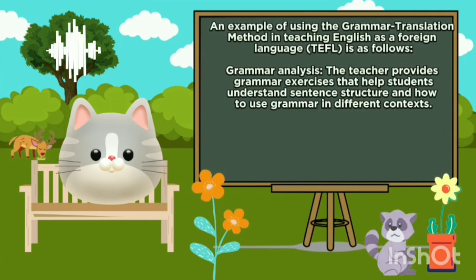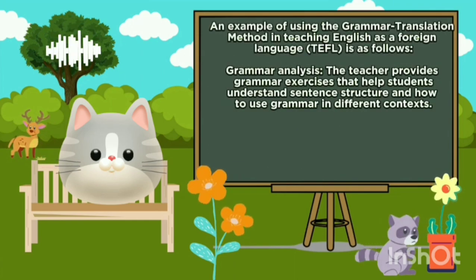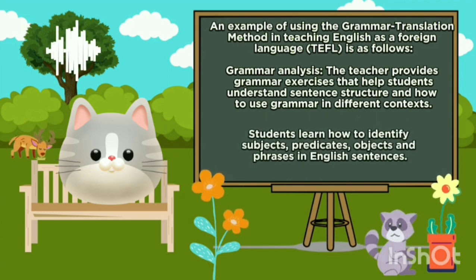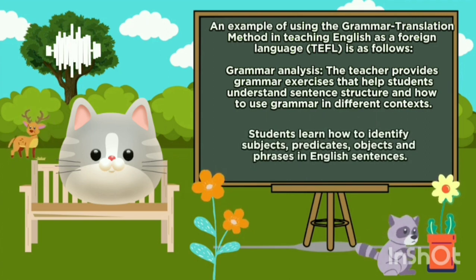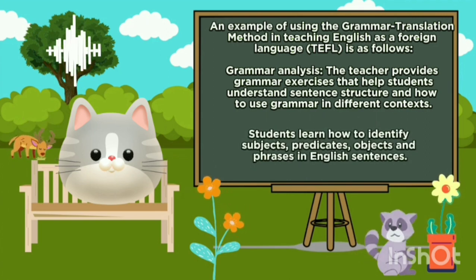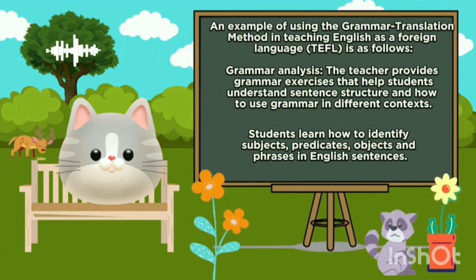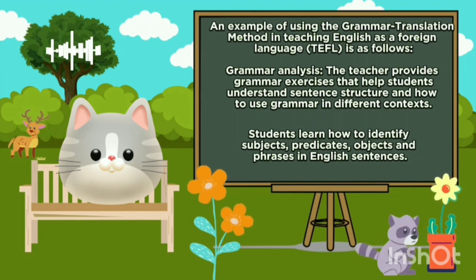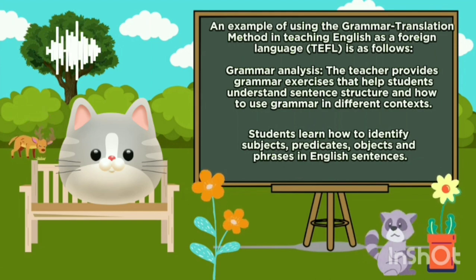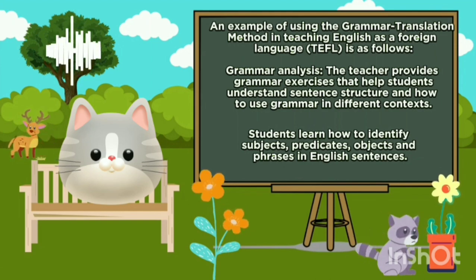An example of using the grammar translation method in teaching English as a foreign language is as follows. Grammar analysis. The teacher provides grammar exercises that help students understand sentence structure and how to use grammar in different contexts. Students learn how to identify subjects, predicates, objects and phrases in English sentences.